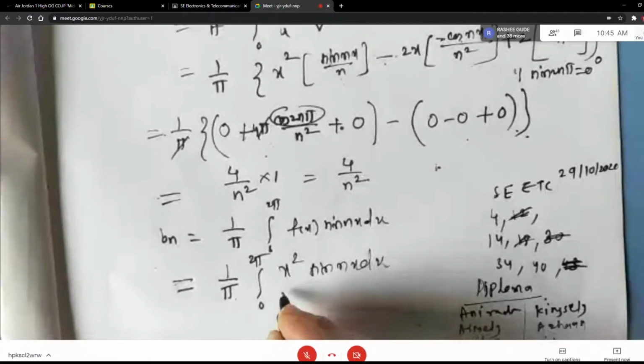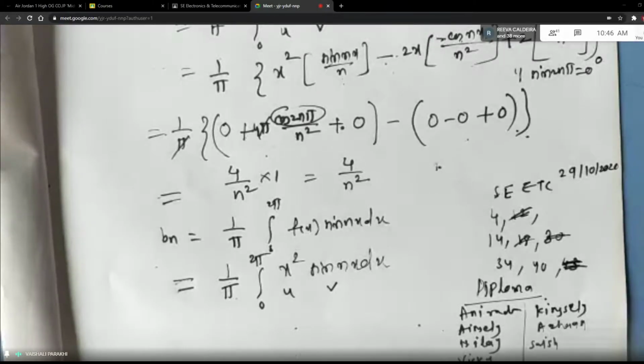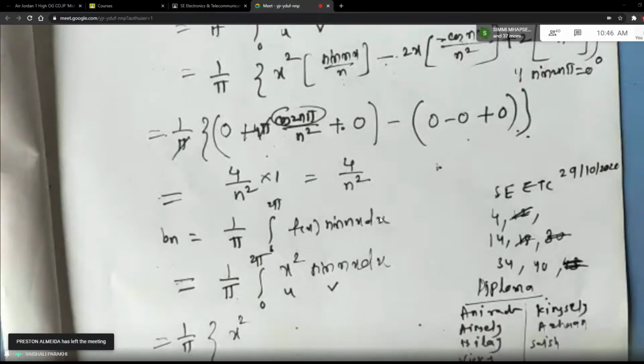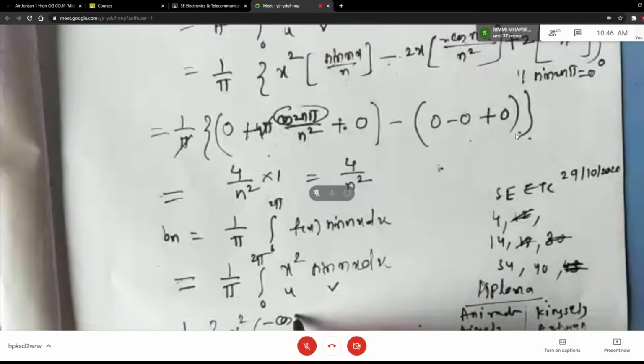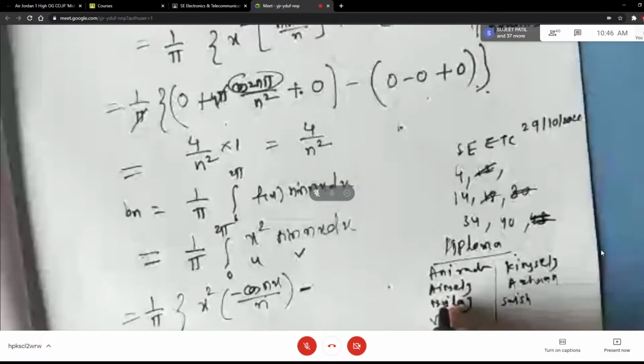Now, as I said, whenever one term is in x and the other term may be trigonometric, exponential, anything, you can go for Bernoulli's formula. So how does it look? 1 by pi, first function, integral of sin nx. What is the integral of sin nx? Minus cos nx by n, isn't it? Minus, alternate changes in the signs.